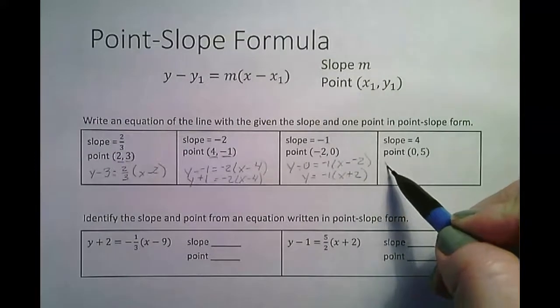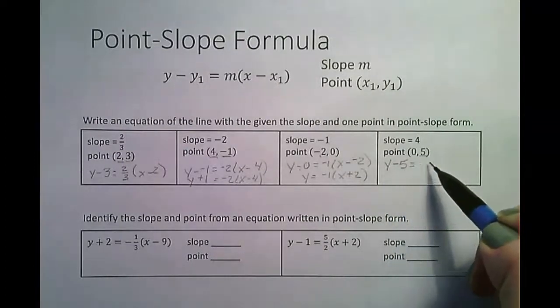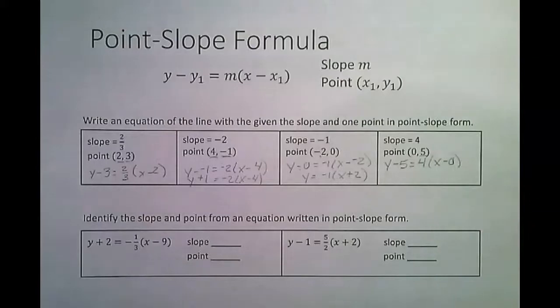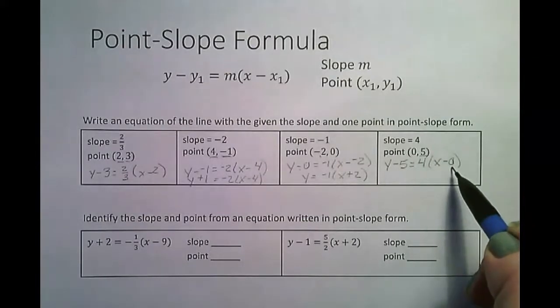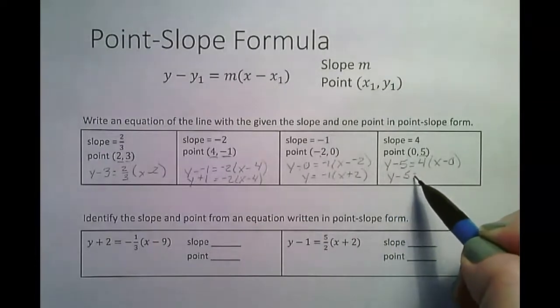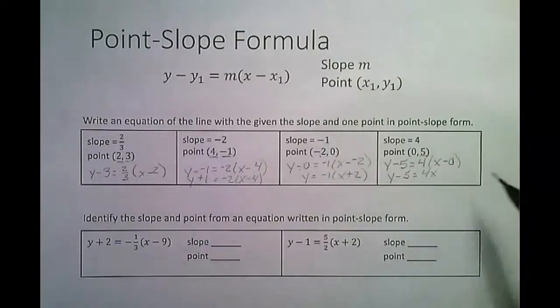One more. Y minus my y value given is 5 equals my slope of m in parentheses x minus 0. Well, often they're not going to have x minus 0. So what this is going to look like is y minus 5 equals, well, x minus 0 is just x. So they would actually write that as y minus 5 equals 4x. So thinking about how can I get from one form to the next.